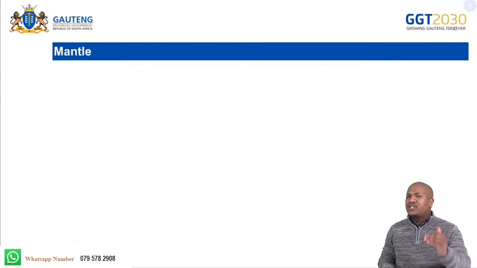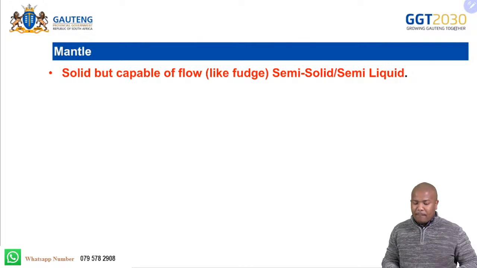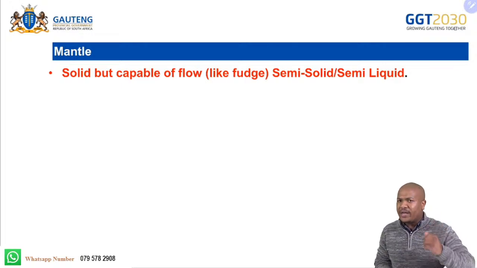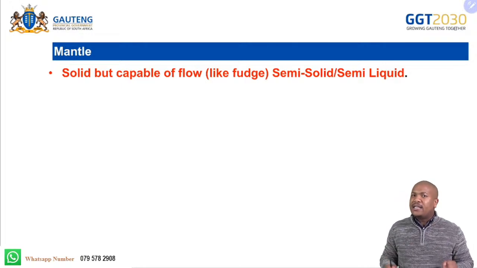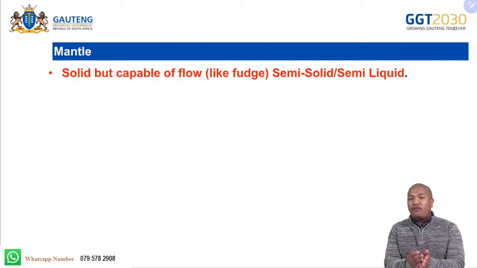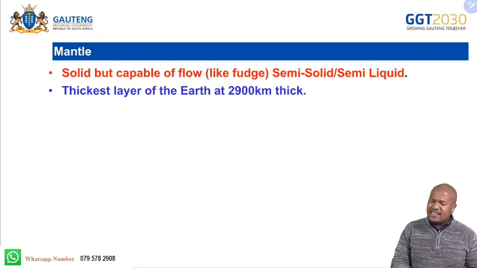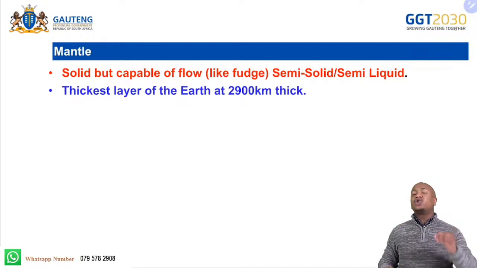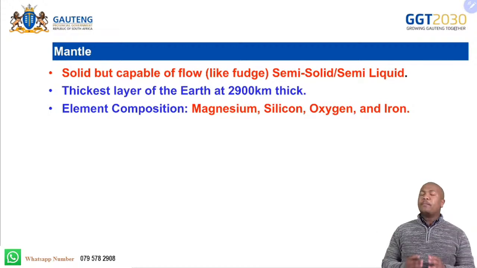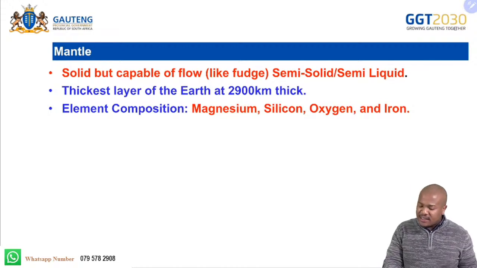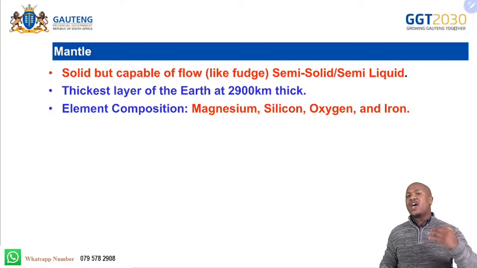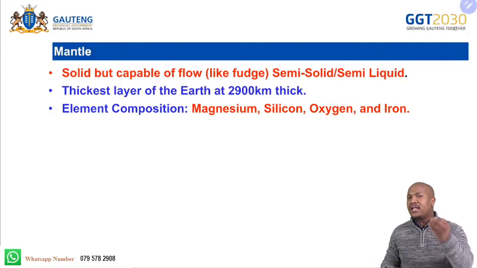So also about the mantle, it is solid but capable of flow like fudge. It is semi-solid or semi-liquid, so we can say it is viscous. It can flow, but it does not flow easily. So it is solid but capable of flow. And as we have said, it is the thickest layer of the earth at 2,900 kilometers thick. Not only that, it is made up of different elements such as magnesium, silicon, oxygen, and iron. So magnesium, silicon, oxygen, and iron are all the elements that make up the mantle.